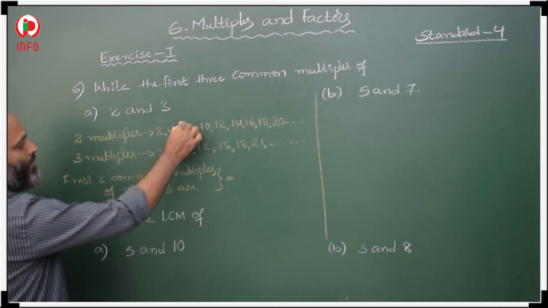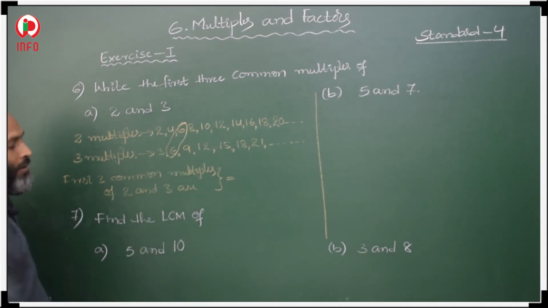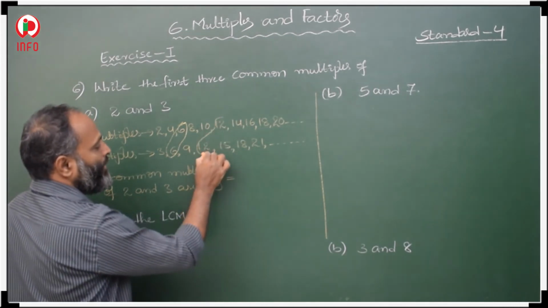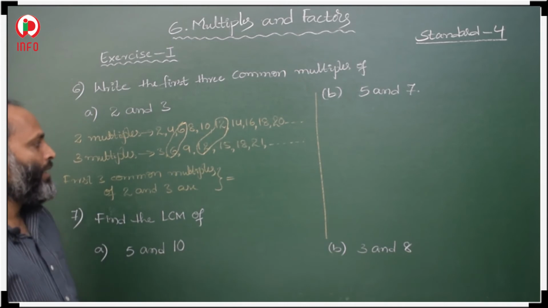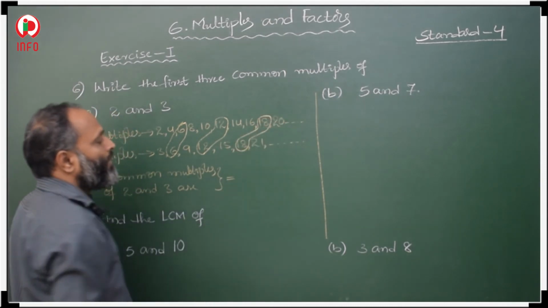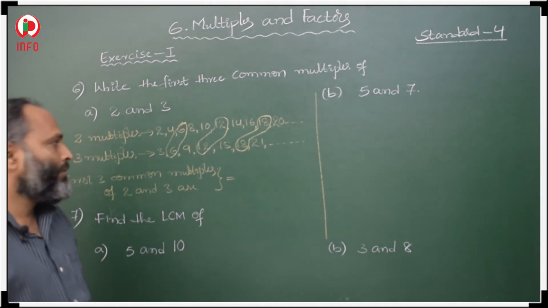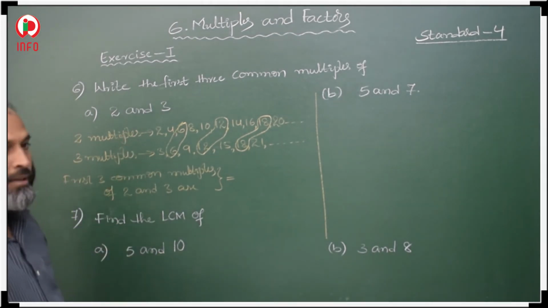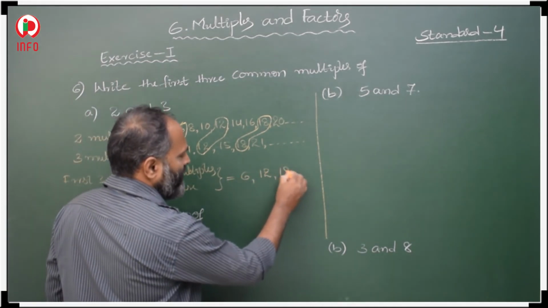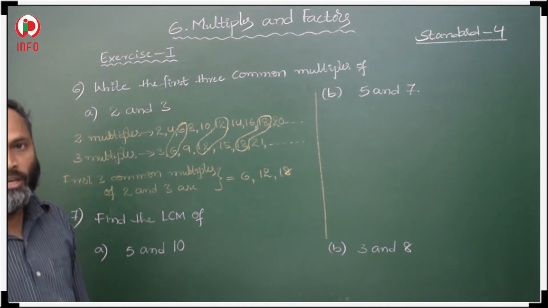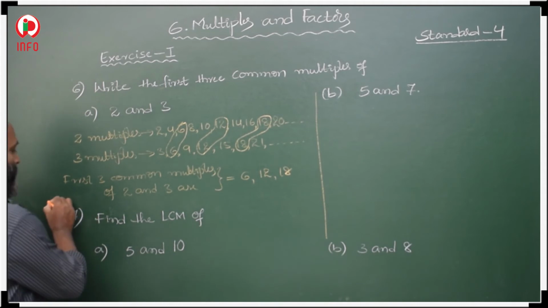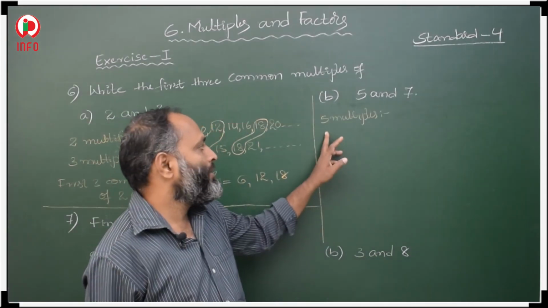Between these two lists, 6 is the first common multiple, after that 12 is a common multiple, and after that 18 is a common multiple. These are the first 3 common multiples of 2 and 3, that is 6, 12 and 18. Next, multiples of 5.